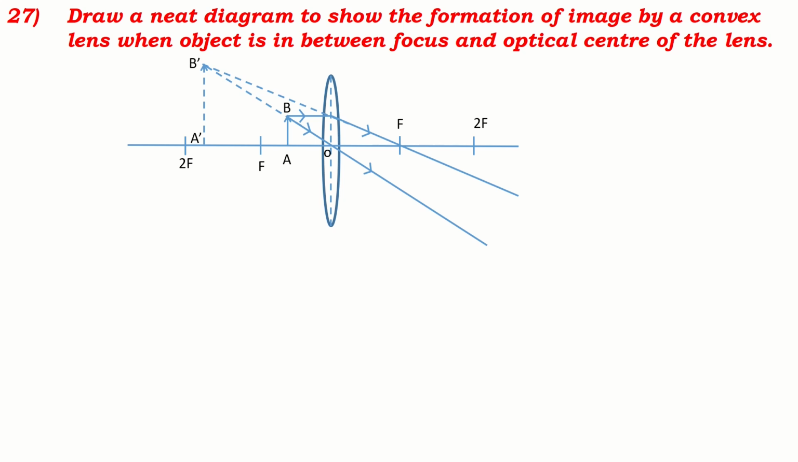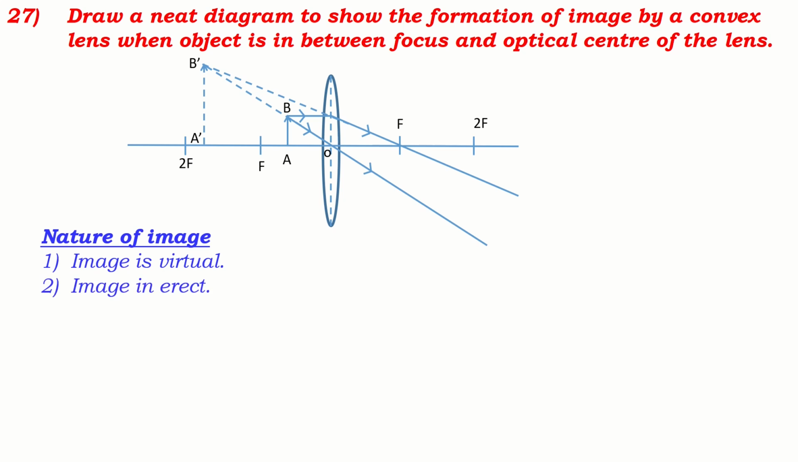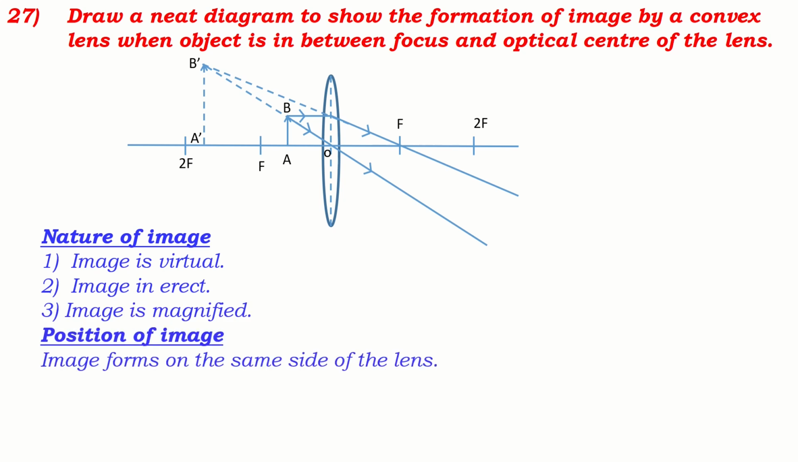Now, how can we name it? If the object is AB, the image is A dash B dash. The nature of the image is virtual because light does not really reach the image. The image is erect; it is seen erect or upright. The image is magnified; yes, it is bigger than the object. The position of the image: the image forms on the same side of the lens. And we can write the meaning of the symbols also: F is focus, O is optical center, AB is object, A dash B dash is image.